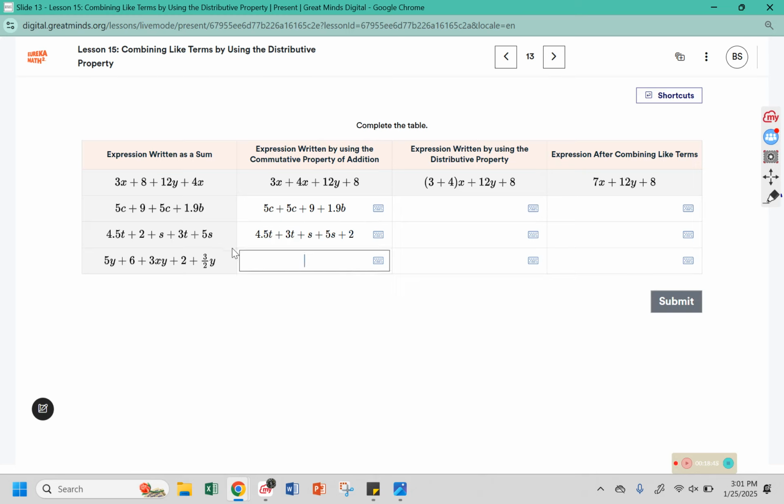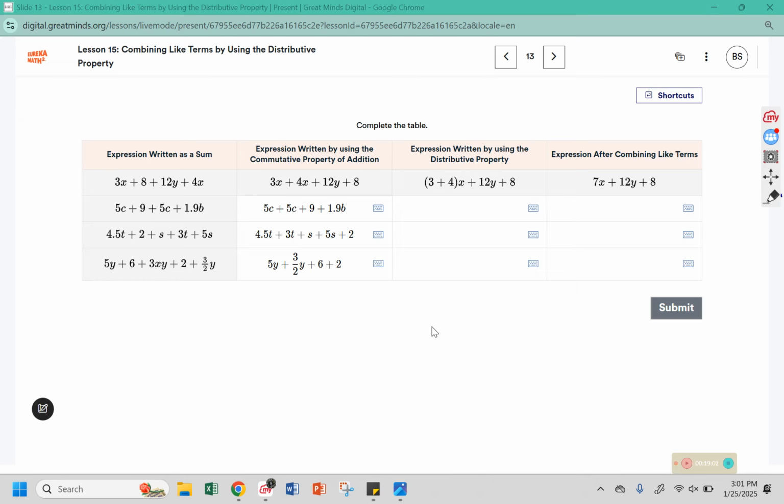In this one, I'm going to put the y pieces together. I have 2 number pieces that can be put together. And then I also have an xy piece. For the terms that have the same variable, I can put those pieces in parentheses.